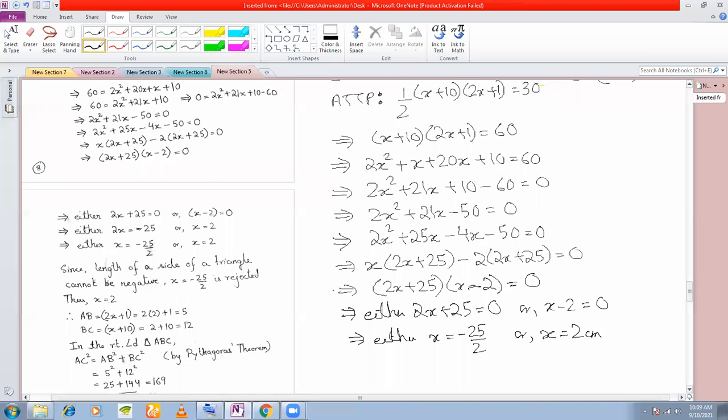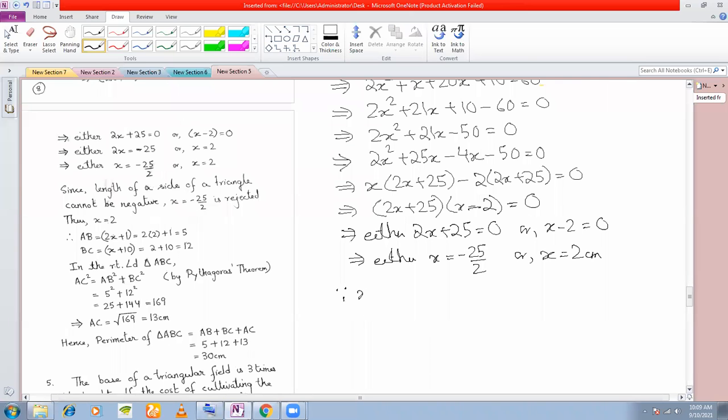Now length cannot be negative. Since x cannot be negative, why can it not be negative? Any length cannot be negative, right? So therefore x is equal to minus 25 by 2 is not acceptable. That is, x is equal to 2 centimeters.